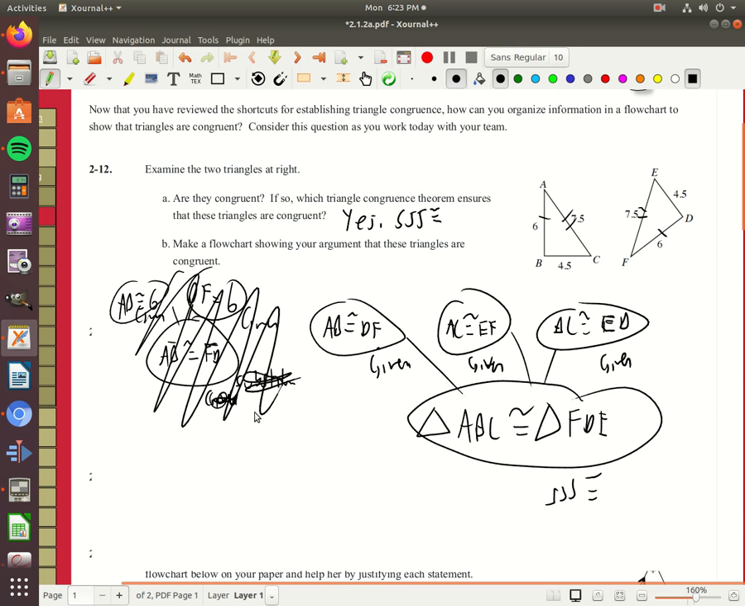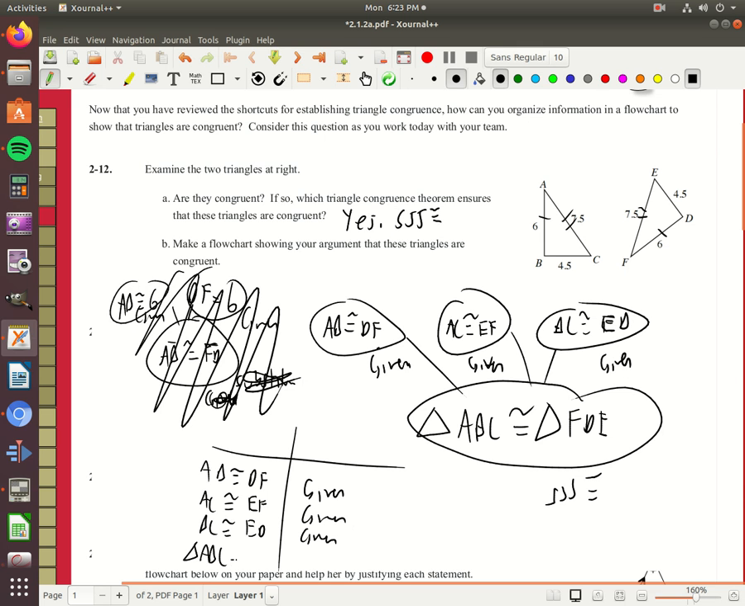And again, if you wanted to do a two-column proof, it's the exact same thing. On the left side, you put the fact, and on the right side, you put the evidence. So here, the fact AB is congruent to DF. We know that's true because it's given. Here, AC is congruent to EF. We know that's true because it's given. Here, BC is congruent to ED. Because it's given. And now we'll say finally triangle ABC is congruent to triangle FDE because of side congruence.